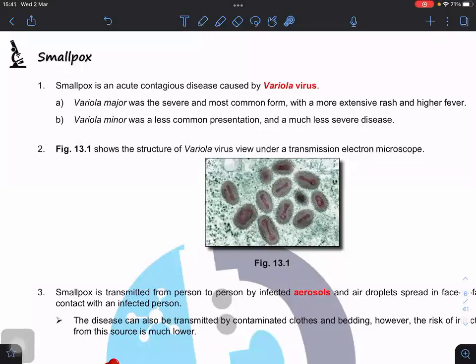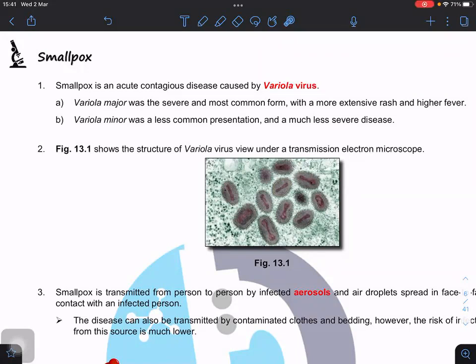Okay, now before we start smallpox, because there are so many facts here, we focus on three things. First, the name of the virus and the type of the organism. The name of the virus is Variola virus. Are you clear? Variola virus. Type of organism: virus. You don't tell me Variola virus is a bacteria, or I will kill you. Okay.